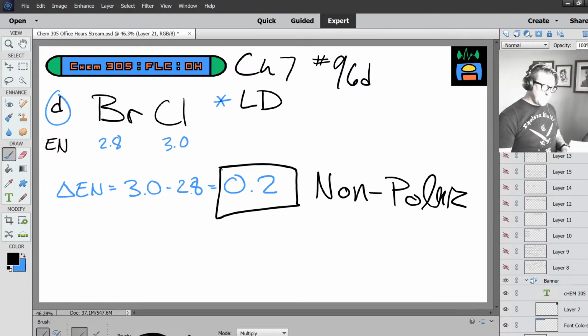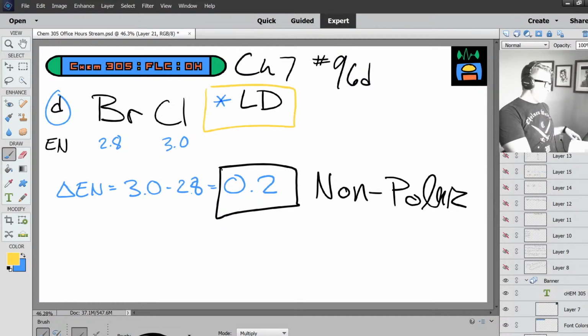So there's no dipole-dipole here. And there's no hydrogens, so you can't hydrogen bond. So London dispersion is the only intermolecular force at play in bromine monochloride. It is just London dispersion.